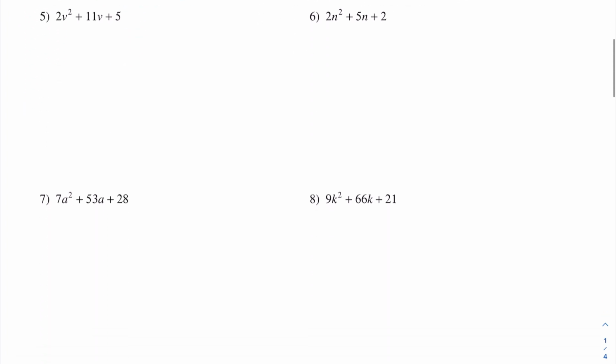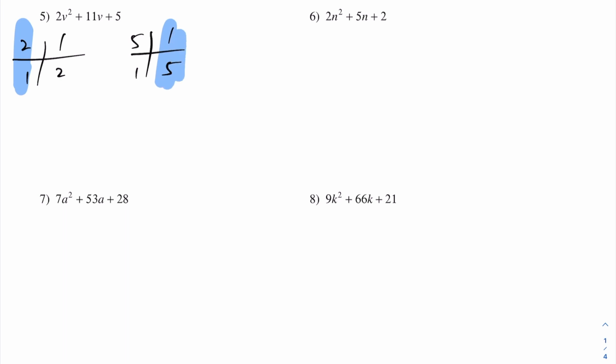All right, moving along here. We've got factors of 2 and the factors of 5. I need this to come out to be 11. We can see right away by taking these two columns here, adding up the product of the diagonal terms, we get 11 here. This ends up being 2v plus 1 times v plus 5.